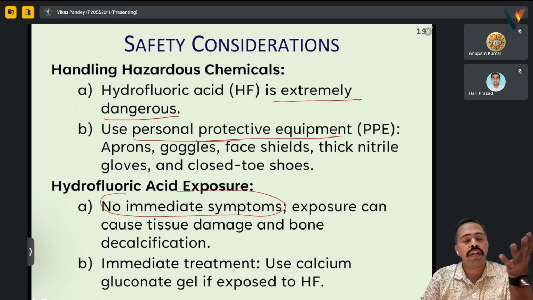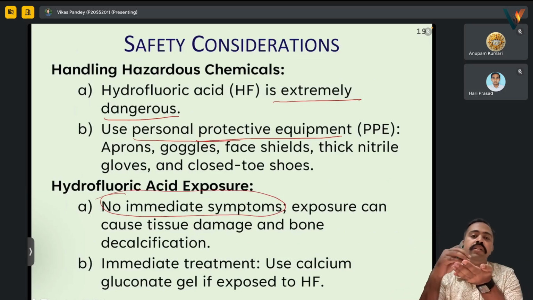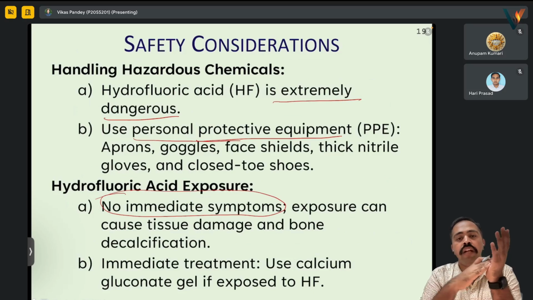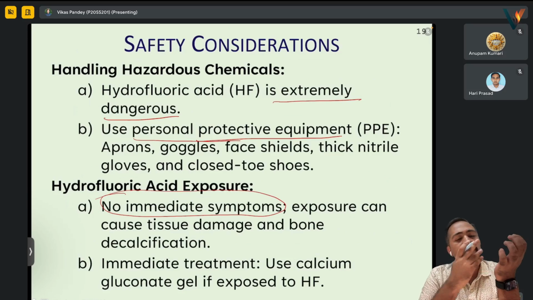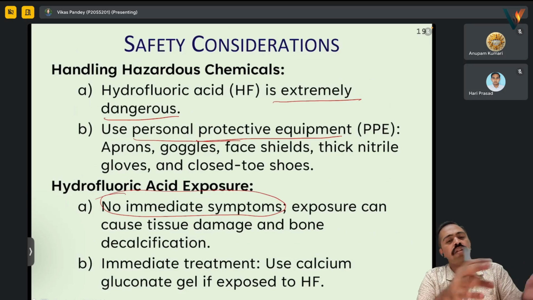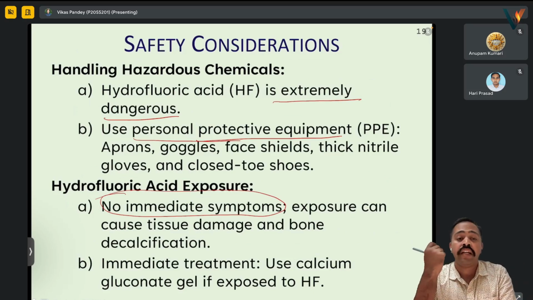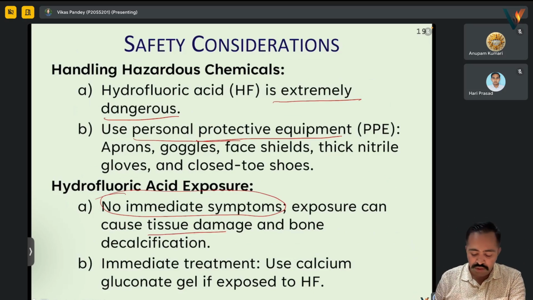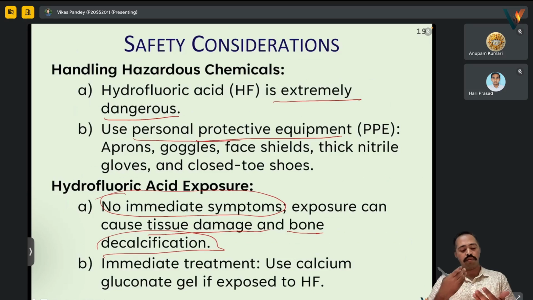You will not even, if by mistake HF gets on your hand, you will not understand anything. You will not feel anything. Nothing happens. You will just wash it out, done. But it can cause tissue damage and bone decalcification. It will get inside your tissues, go to your bone, and it will decalcify it. So that whole bone will break.